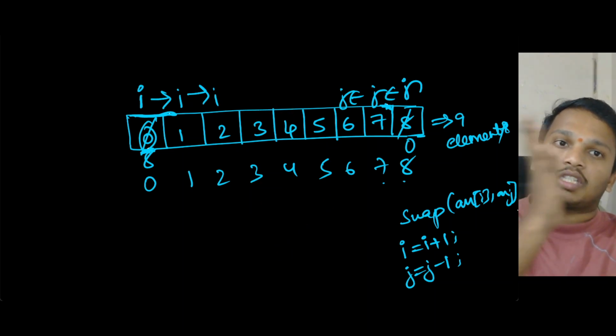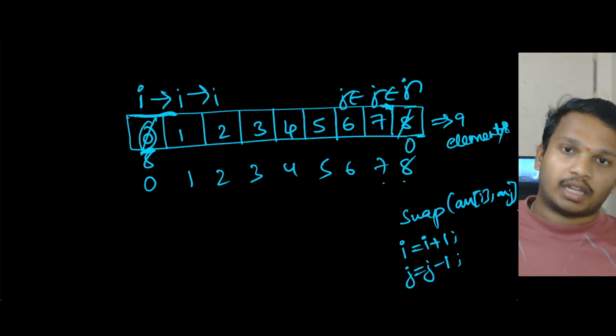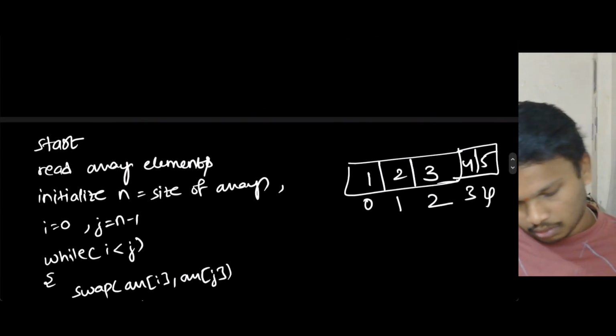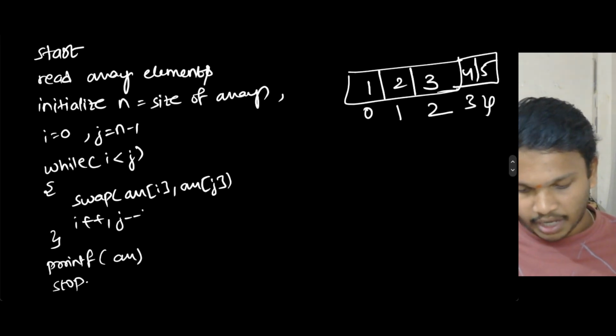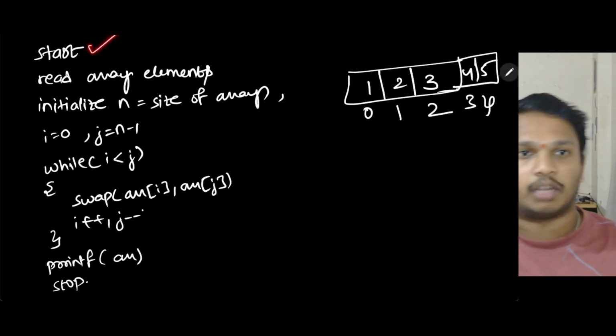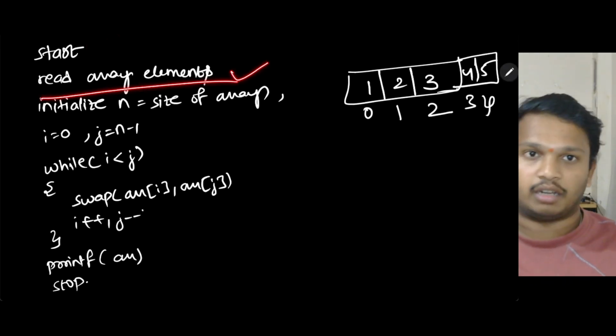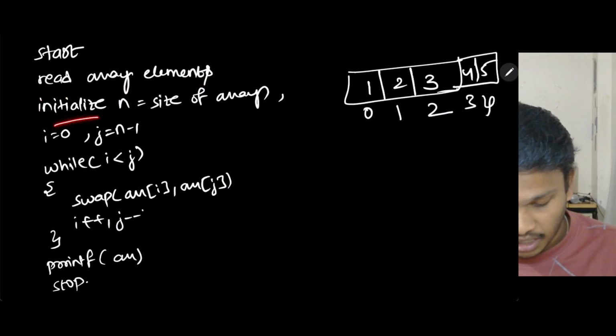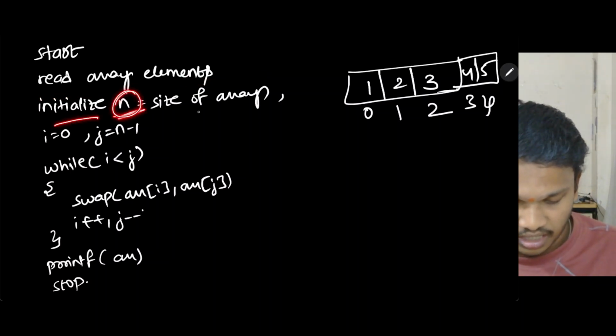If i crosses j, then we will stop the process. Okay, this is the entire intuition behind how to solve this program. Now observe this algorithm. We will start the process, and we will read the array elements. After that we will initialize n variable. What is the n? n is nothing but the size of the array.